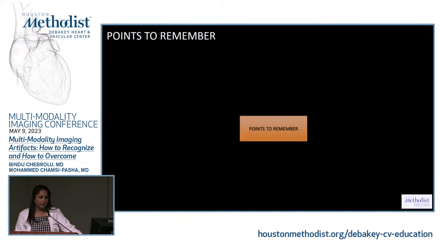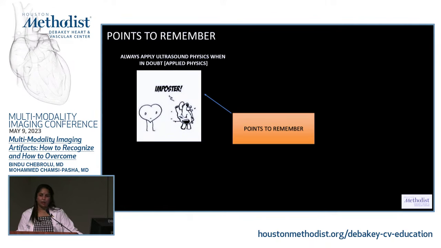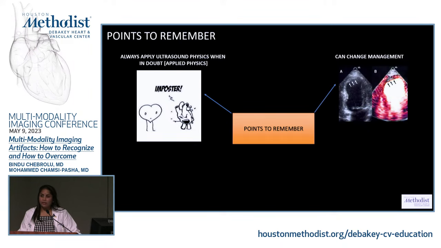Why are we talking about this? It's always important to apply ultrasound physics when in doubt. If you think it doesn't make sense, think about the physics behind it. Is it important for clinical management? Absolutely. How many of us have thought about apical thrombi? At least one of us, or maybe more than one. So definitely it's important, because it can alter the clinical management.